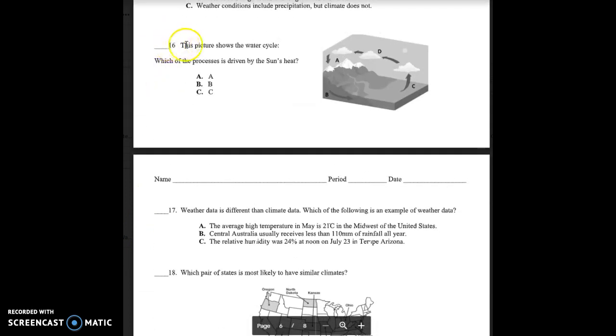Number 16. This picture shows the water cycle. Which of the following processes is driven by the sun's heat? A. B. C.